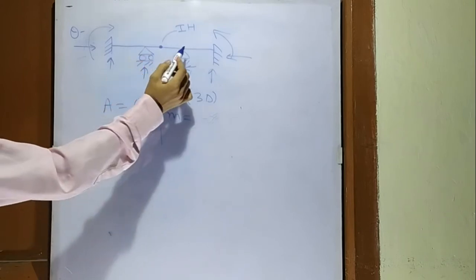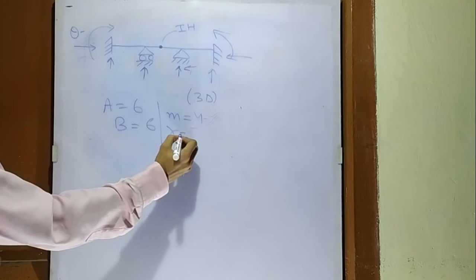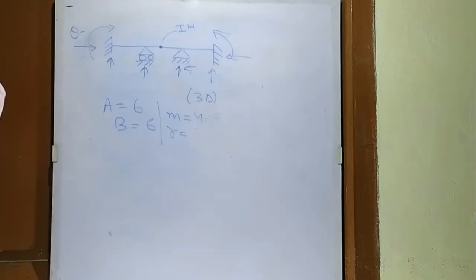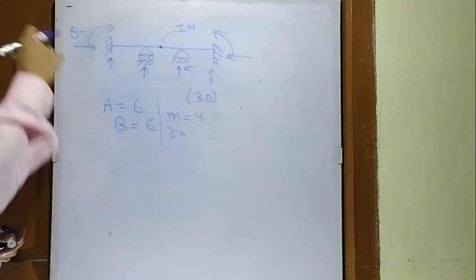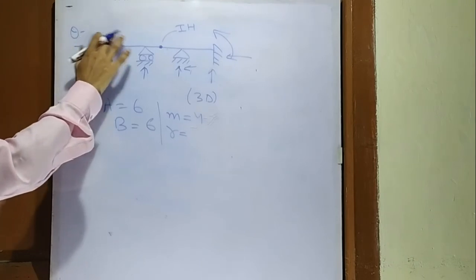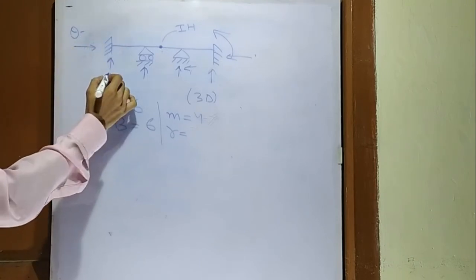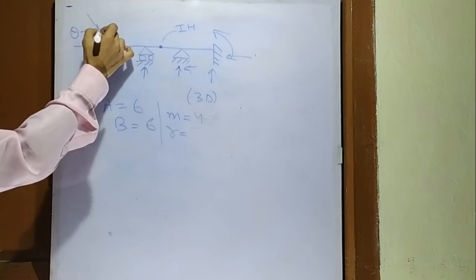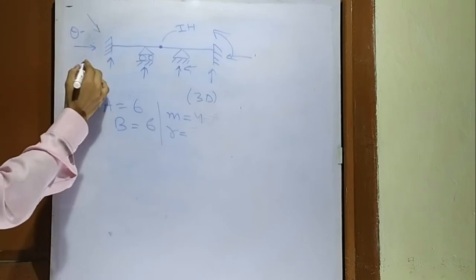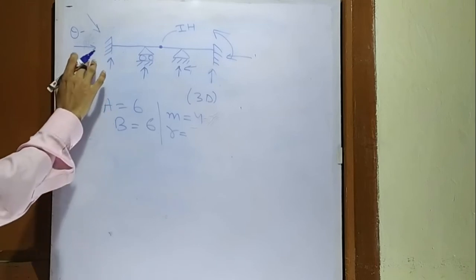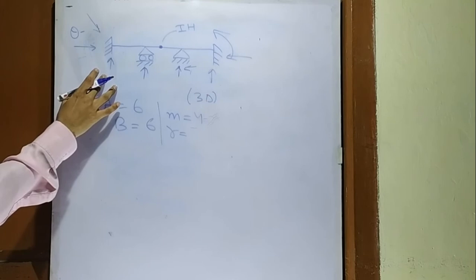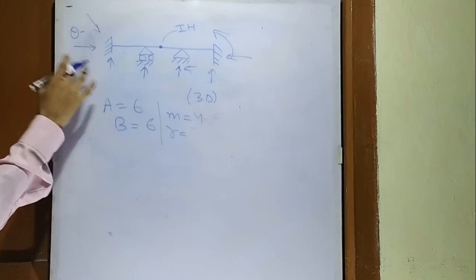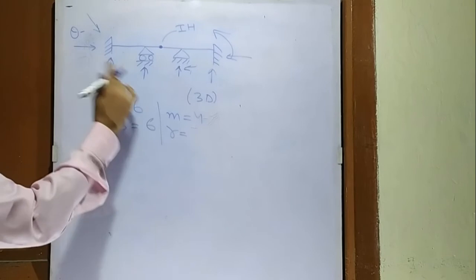Now we will count the number of members in this case: 1, 2, 3, 4. The number of members is 4. How many reactions will there be? In the case of a 3D structure at a fixed support, there will be 3 forces, one vertical force, one horizontal force and one force in this direction, and there will be 3 moments, Mx, Mxy and Mxz.